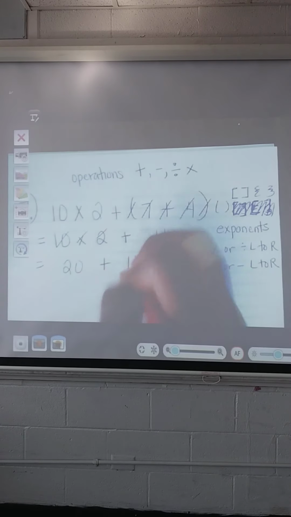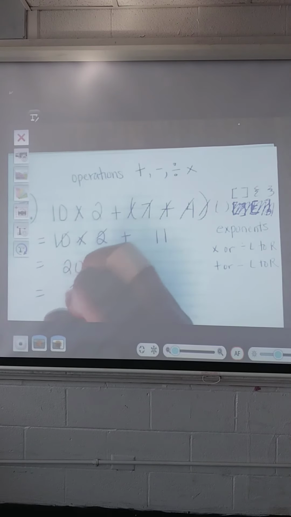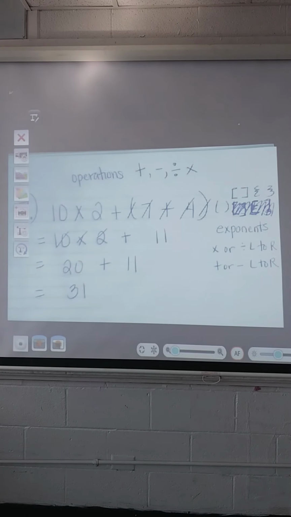Now everybody, when you only have one operation left, my only operation left is this plus sign. When it's just one operation left, you don't really have to look over here anymore. You're done with the problem. So all I need to do is just add 20 plus 11, which is 31. Now, again, I told you all, you don't have any way of checking this. The only way you can check this is just go back and look at your steps and make sure you wrote everything out. That's it.